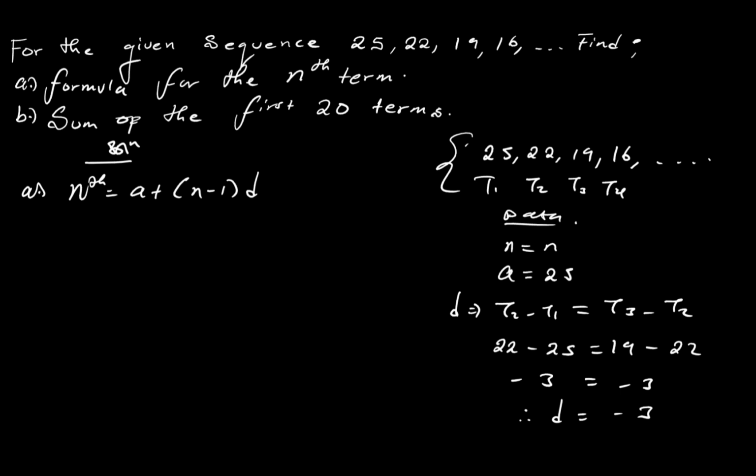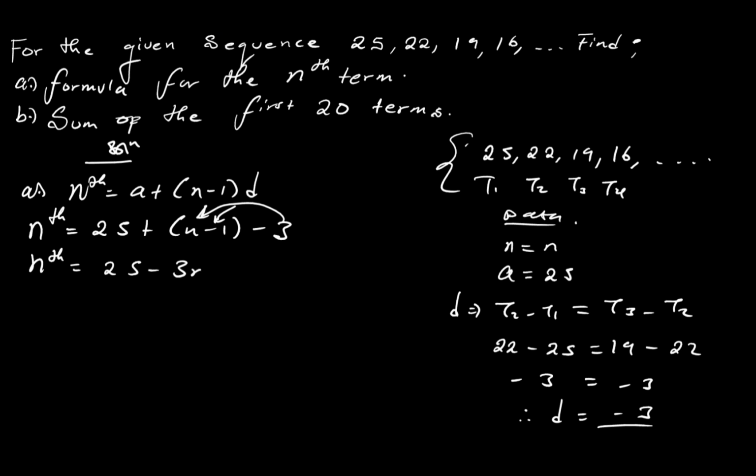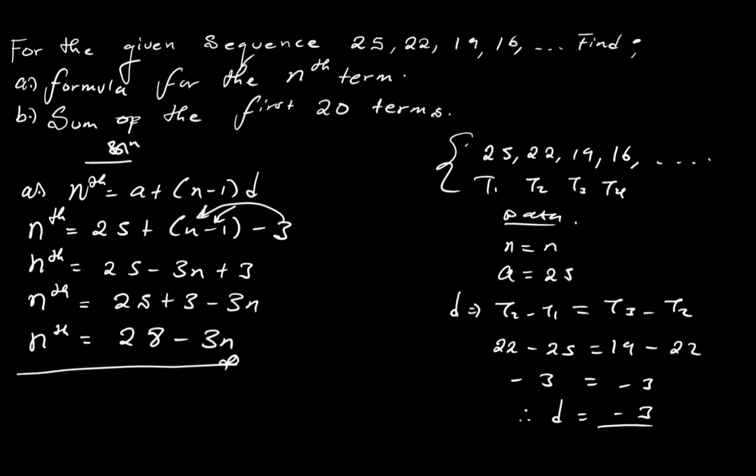Now all we need to do now is plug and chug. So we have the nth being equivalent to the first term, which is 25, plus n minus 1, then the value of d is minus 3. Now the minus 3 falls out of the parenthesis, and you have the nth being equal to 25, then negative 3 by n is minus 3n. Negative 3 by negative 1 is plus 3. So you have your nth being equal to 25 plus 3 minus 3n. So your nth is equal to 25 plus 3 will give us 28 minus 3n. And this is the formula for the nth term.